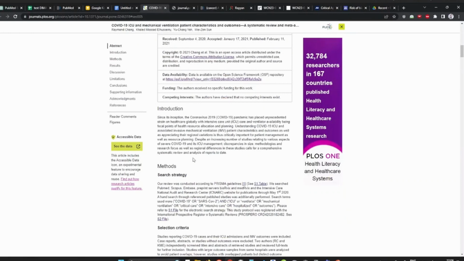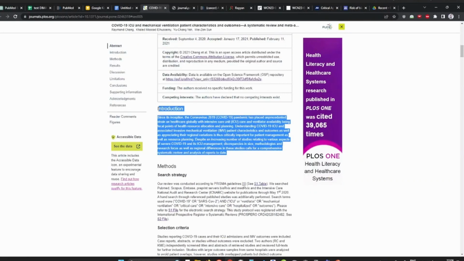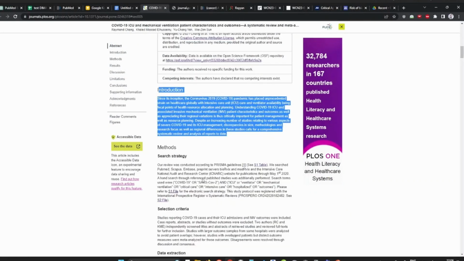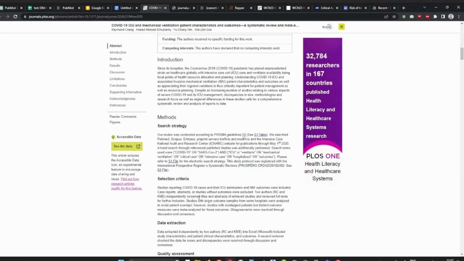Then we move to the introduction of the paper. What is the paper about? What they're trying to say and what they're trying to prove. Then there is the method section. This method is important in systematic reviews. This differentiates it from a classical narrative review. In a narrative review, you can do anything. You can upload papers from anywhere.